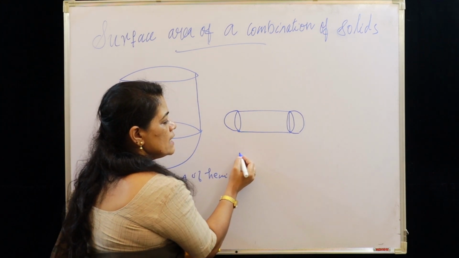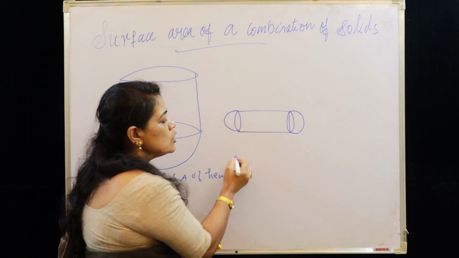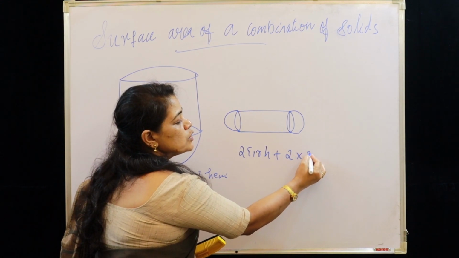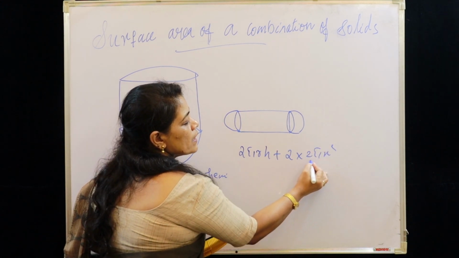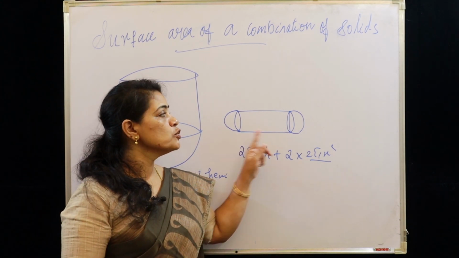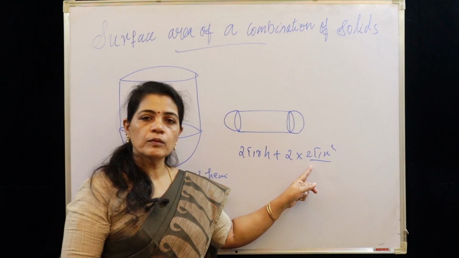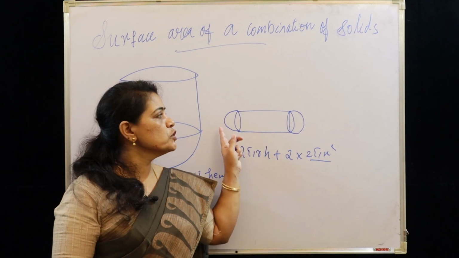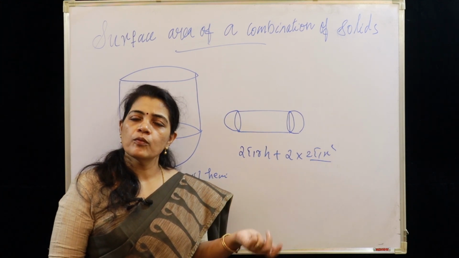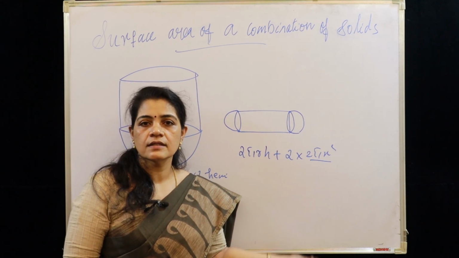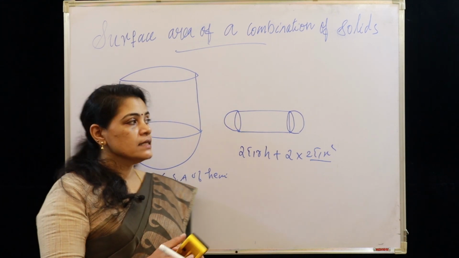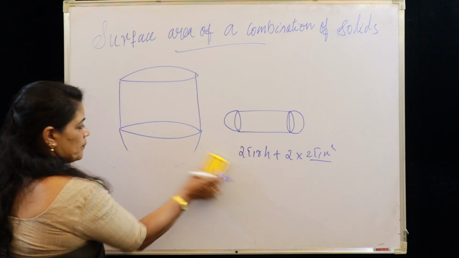The CSA of the cylinder is 2 pi RH plus 2 into 2 pi R square. 2 pi R square is the CSA of a hemisphere, and we have two hemispheres. So 2 into 2 means 4 pi R square. Together they make a sphere, and its TSA is 4 pi R square, so in this manner both are the same. Is it clear, children?